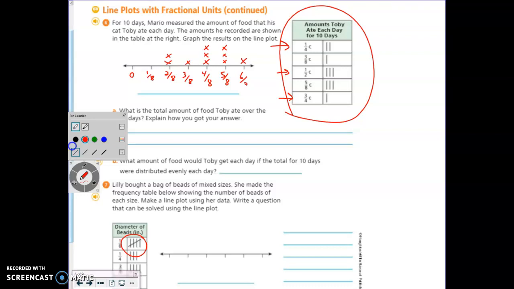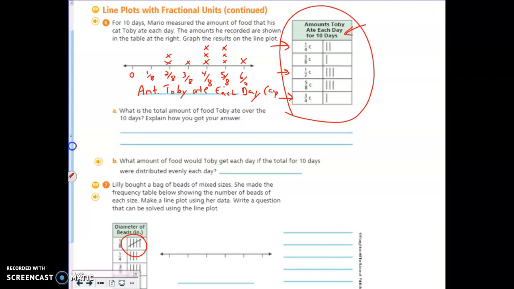And again, like in most bar graph situations or graphing situations, they're not trying to hide the title from you. They're just simply trying to copy this down. So this is the amounts, and I'm going to abbreviate a little bit here, that Toby ate each day. And then I'm going to put it in cups. Kind of sloppy there, sorry. But that's how I would label this line plot.